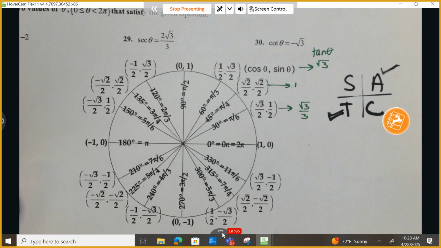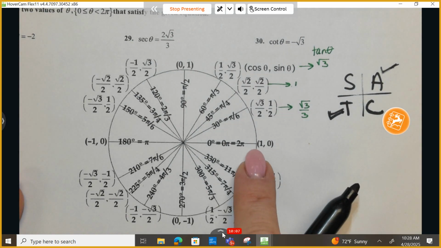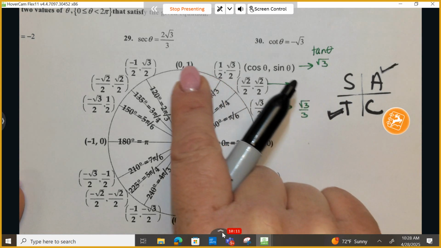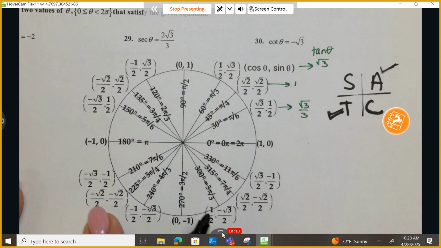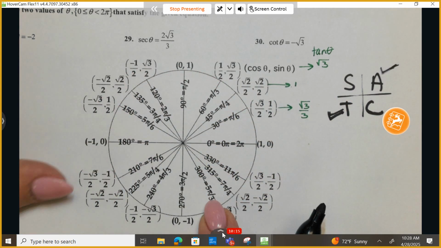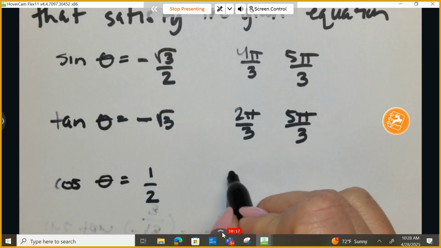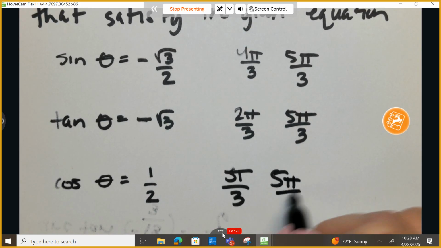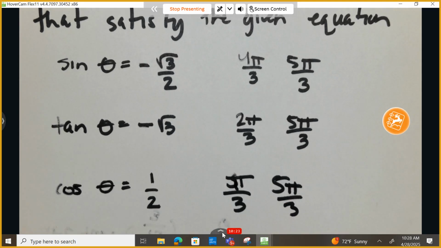So I grab the unit circle. Okay, I'm looking for 2. Cosine is the first number. There's 1, pi over 3. Here's another, 5 pi over 3. Pi over 3 and 5 pi over 3. Those are my 2 answers.